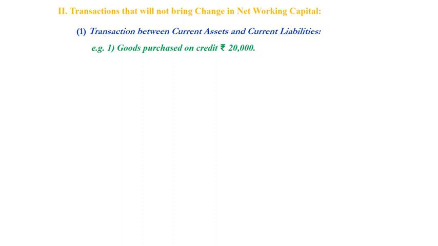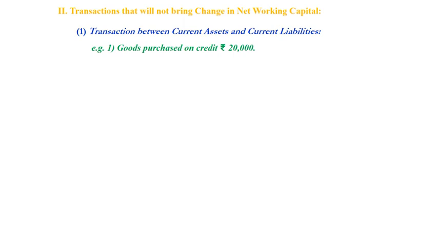The second main transaction that will have an impact on working capital is that transactions that will not impact net working capital. What are those? First sub transaction, transaction between current assets and current liabilities. Let us take one example. Goods purchased on credit rupees 20,000. Goods is part of stock. Credit means it is on credit basis.